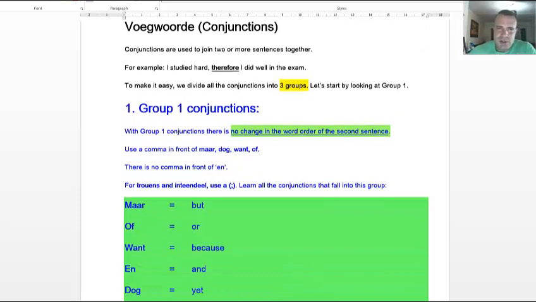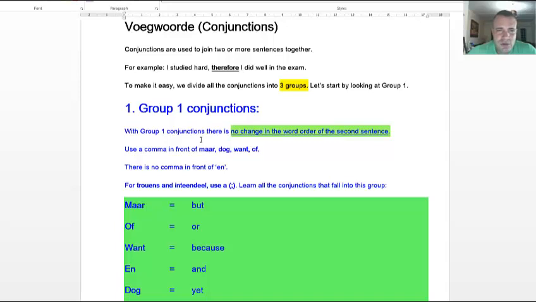So let's go to the group 1 conjunctions. So conjunctions, what are they? Well, you can't really use any language without using a conjunction to join two sentences together. And in English, you can't cope without them. The same for Afrikaans. You can't really write or read or really understand anything if you don't know how conjunctions work. And not just how they work, but also what they mean. So it's very important that you learn what these things actually mean.